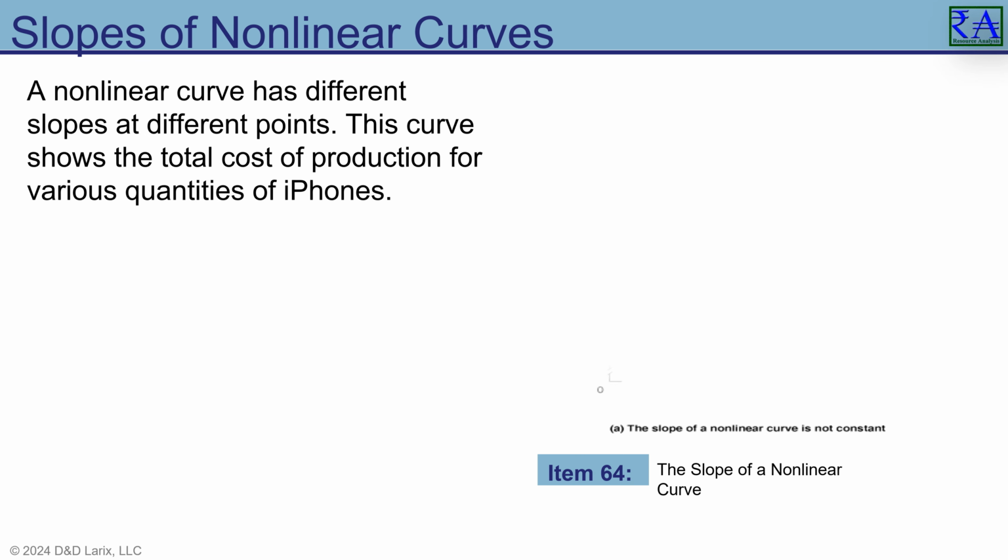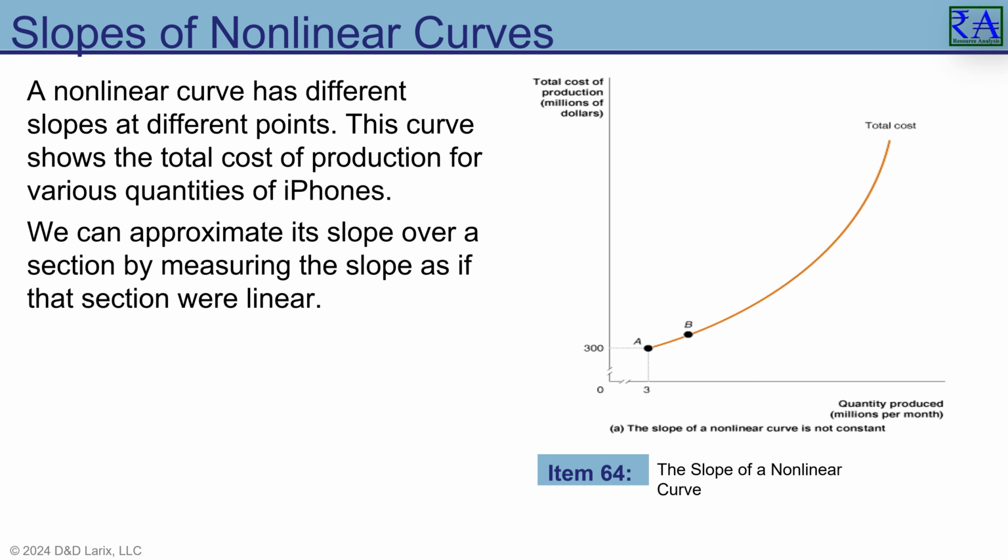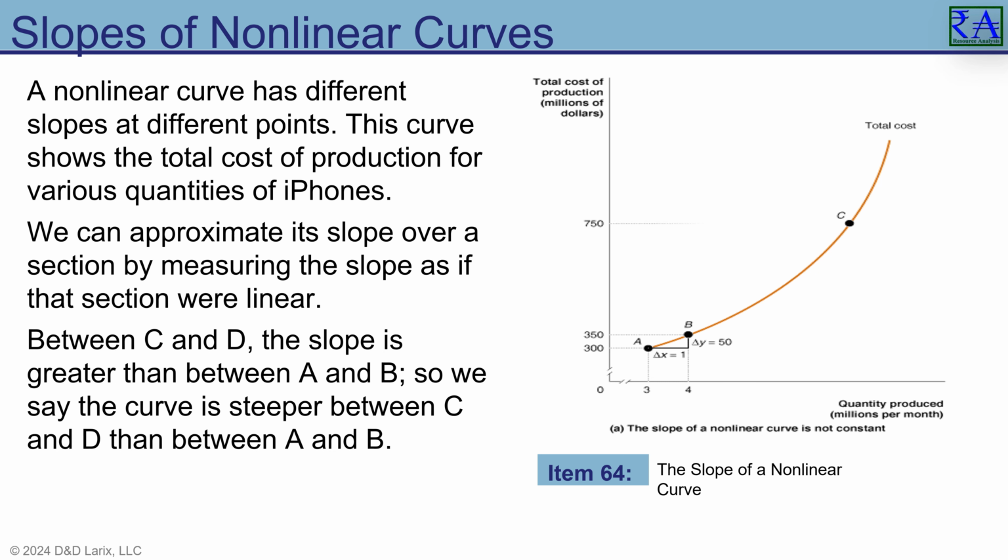The relationship between the quantity of iPhones produced and the total cost of production is curved rather than linear. In the graph, moving from point A to point B, the quantity produced increased by 1 million iPhones, while the total cost of production increased by $50 million. However, as we move from point C to point D, the change in the quantity remains the same, 1 million iPhones, but the change in the total cost of production is much larger, $250 million.